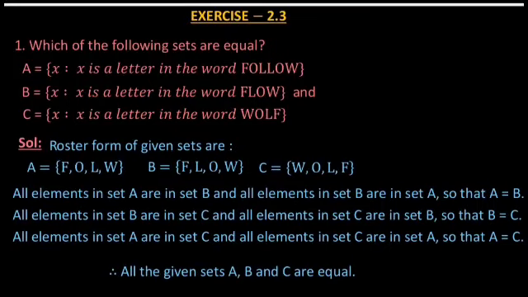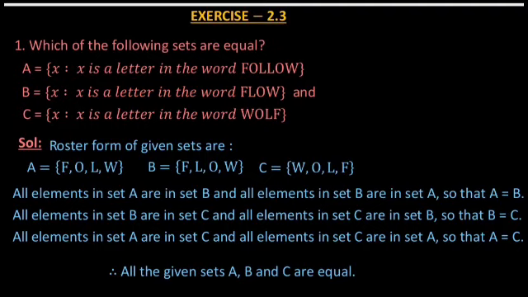Next we go to exercise 2.3. What is the first question? Which of the following sets are equal? Set A is equal to the set of X such that X is a letter in the word FOLLOW. B is equal to the set of X such that X is a letter in the word FLOW. And C is equal to the set of X such that X is a letter in the word WOLF. These are the set builder forms of sets A, B, C.